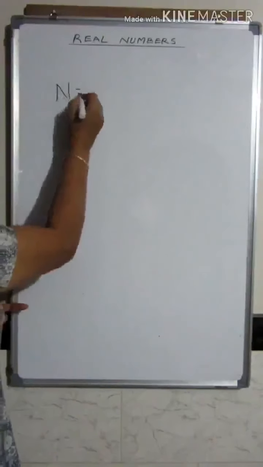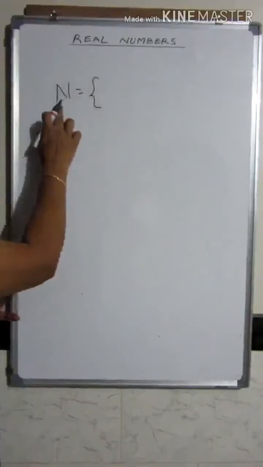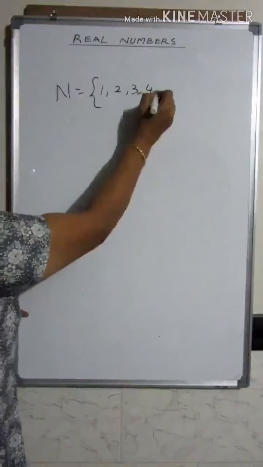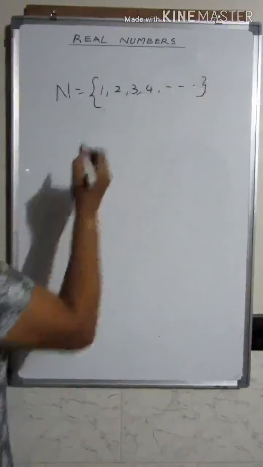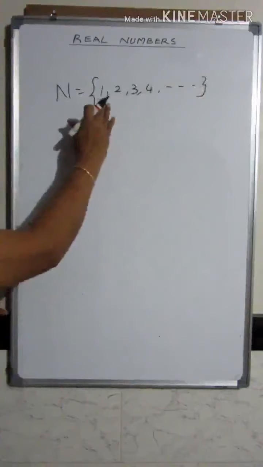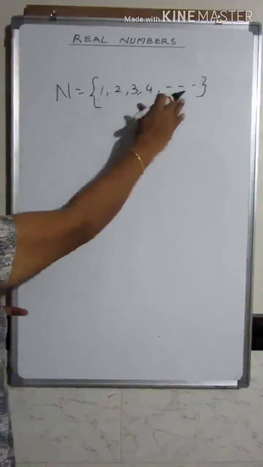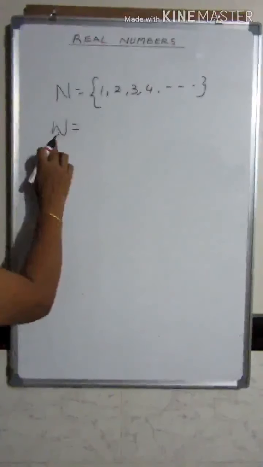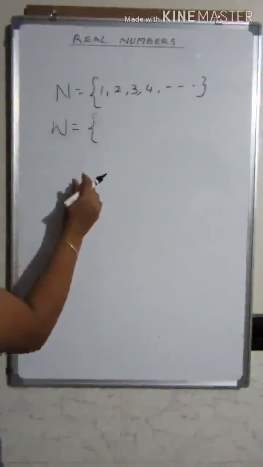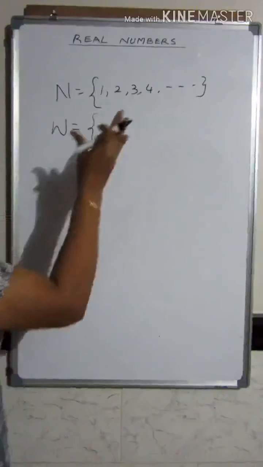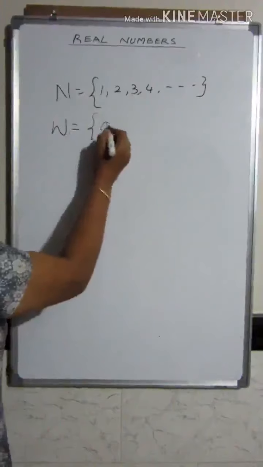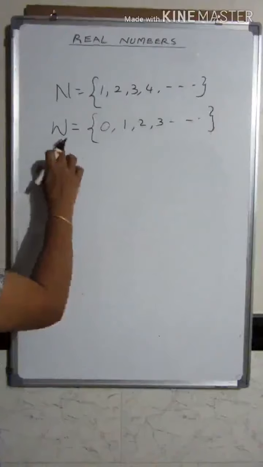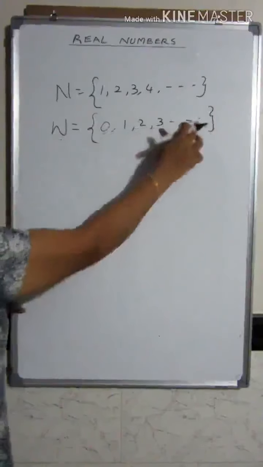Natural numbers are nothing but counting numbers which is represented by the letter N, and you write it as 1, 2, 3, 4, so on. Now next you have got whole numbers which is represented by W. Whole numbers are nothing but natural numbers along with the number 0. So whole numbers is equal to 0, 1, 2, 3, etc.